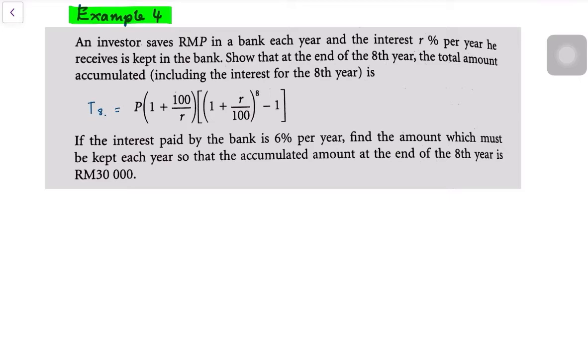Then if the interest paid by the bank is 6% per year, find the amount which must be kept each year so that the accumulated amount at the end of the 8 years is 30,000. So we have two questions accordingly.